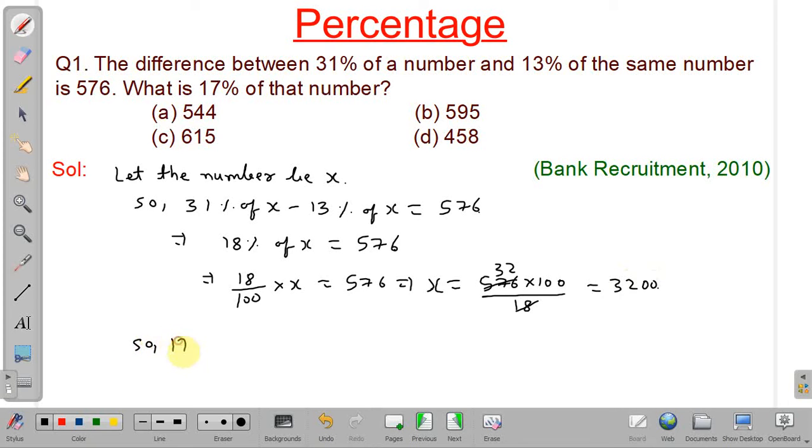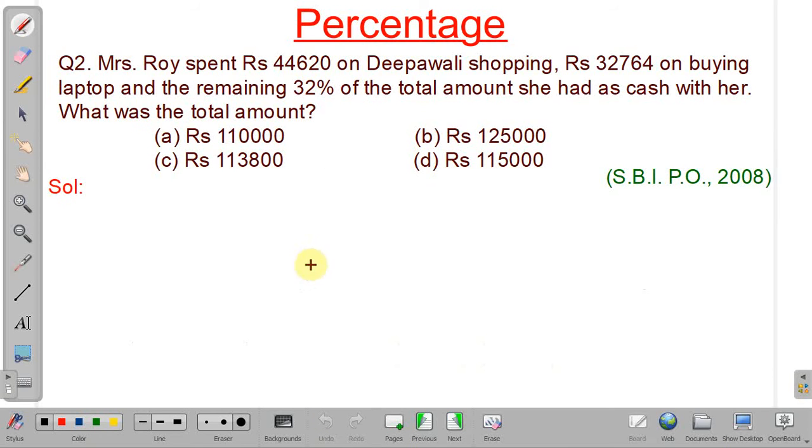So 17% of the number will be equal to 17 by 100 into x, and x is 3200. So we will get 544. So our answer will be option number A. We will discuss the next problem.